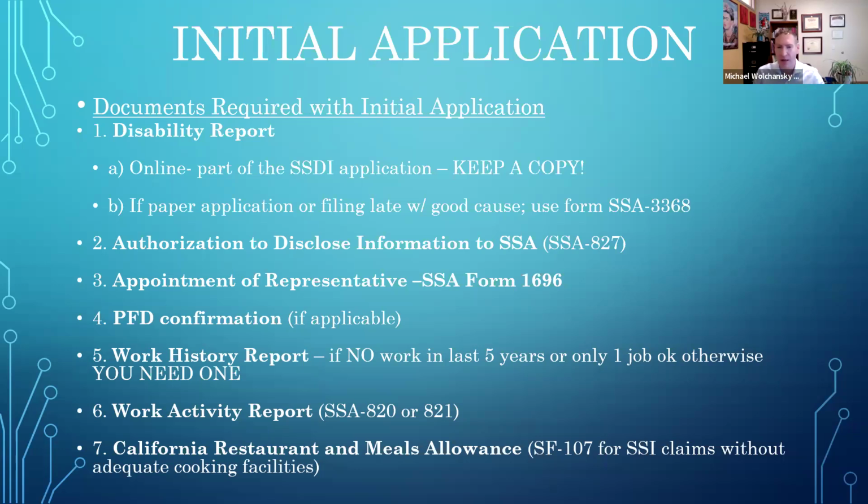There's a whole CFR, Code of Federal Regulations, about what the good cause reasons are. And I can share those if we need them. You'll actually need to use a paper form. You'll need the form SSA 827, which is essentially a HIPAA disclosure, so that you're authorizing Social Security to get medical records. This is really helpful.